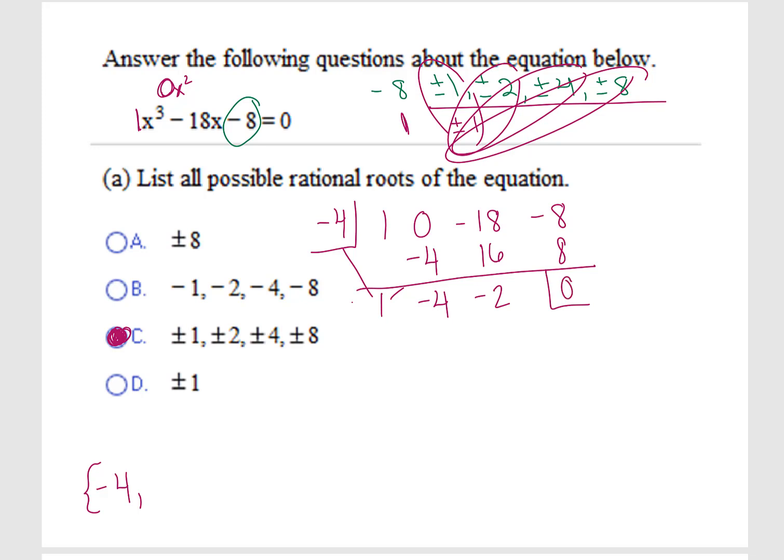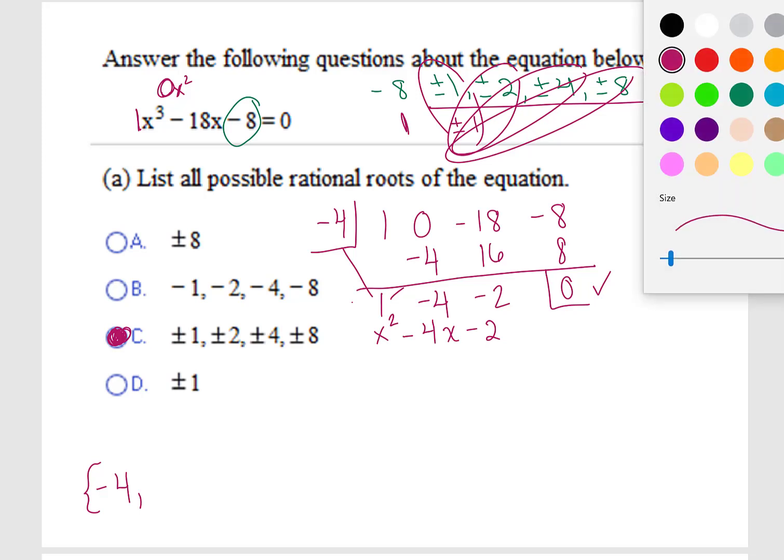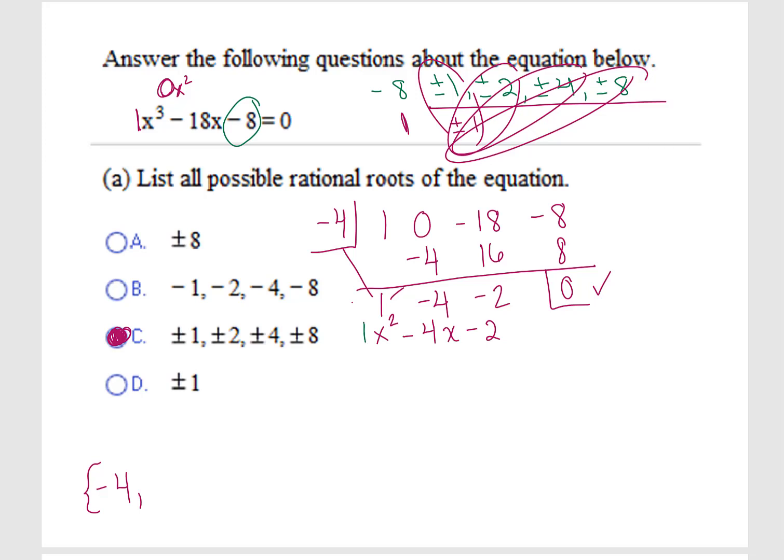If I do not get a remainder of 0, I need to check my math, or I need to revisit my graph because that means that negative 4 is not a solution. So this confirms that negative 4 is a solution, and now I'm left with x squared minus 4x minus 2. I'm going to go ahead and use the quadratic formula on that. 1 is my A, negative 4 is my B, negative 2 is my C.